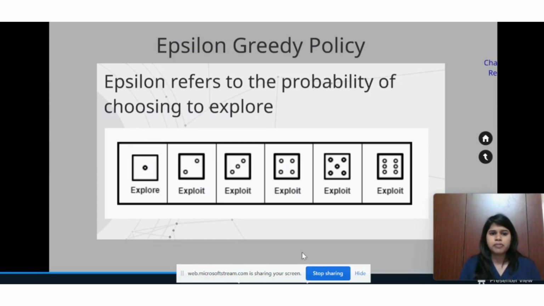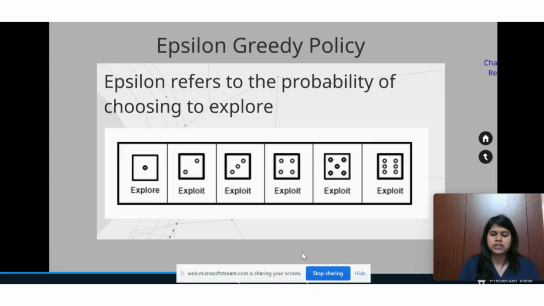So epsilon greedy policy refers to the probabilistic method, where based on a certain probability, the agent will decide to exploit or explore. Say for example, you throw a die, the probability of getting 1 is actually 1 by 6. So 1 by 6th of the time, it'll explore, and other times it will exploit. So this is how epsilon greedy policy works.